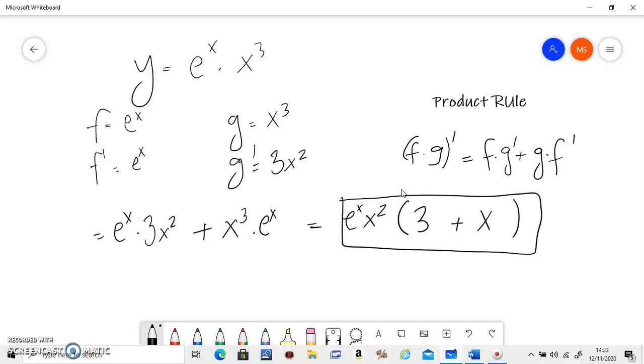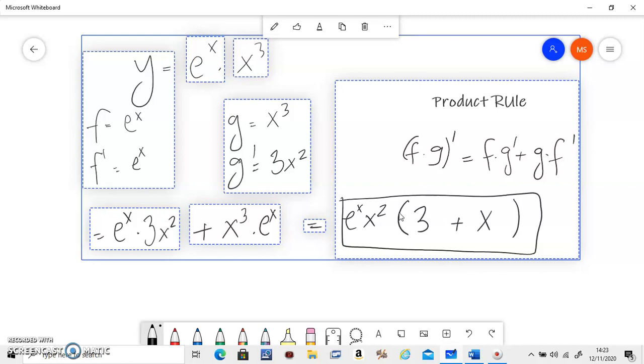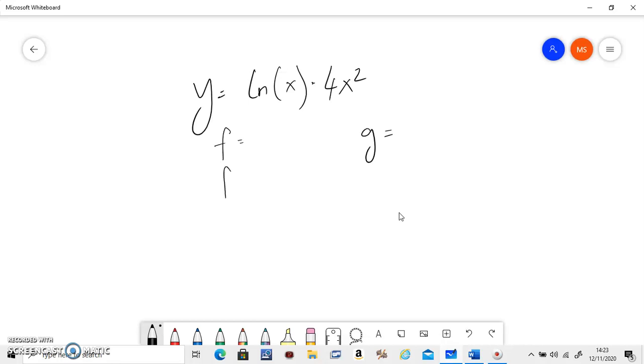Okay, let's try and do one more. Okay, if I give you, say, y equals ln x times, say, 4x squared. The job is to find f, g, f prime, g prime. So f here is ln x, g here is 4x squared.